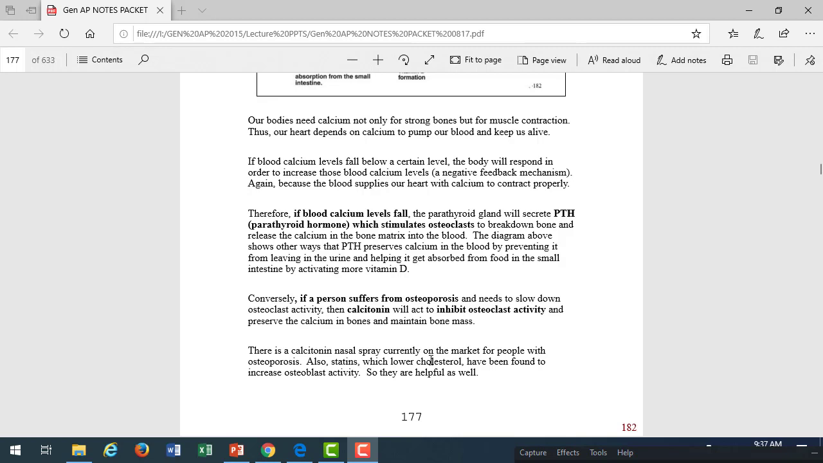Because again, the body doesn't care about the skeleton. You know, there's a list of priorities to keep the body going, right?